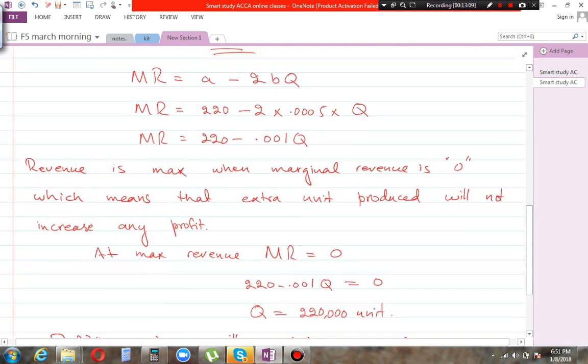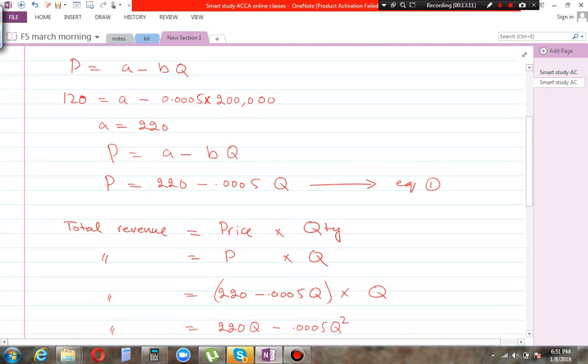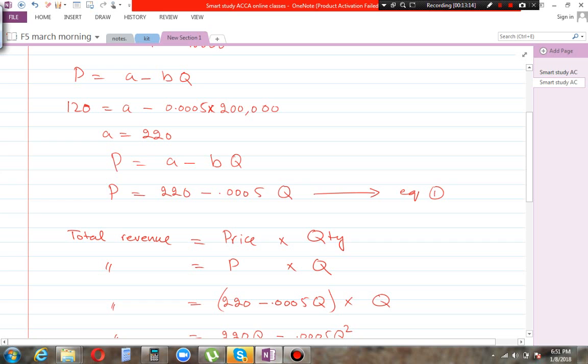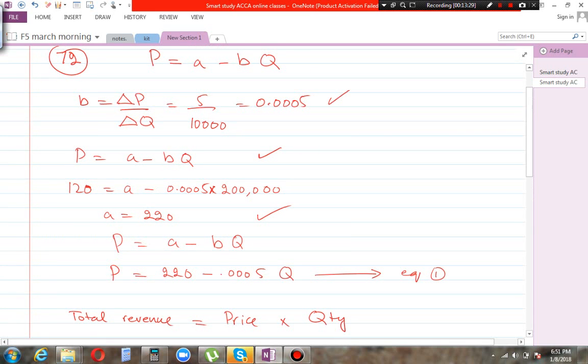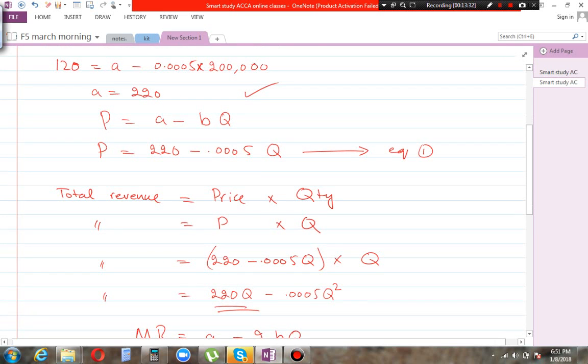Let's quickly recap it. It's a bit longer, right? So what we have to do is, we said that if this is the demand equation, we can put the values of P and Q, and this will give you the value for A, and you also have the value for B, which you calculated over here. So this will give you the demand equation, P is equal to 220 minus 0.0005 Q, right? Now you have to find the value of Q first, and once you have the value of Q, then you can find the price at which revenue would be maximum, right?